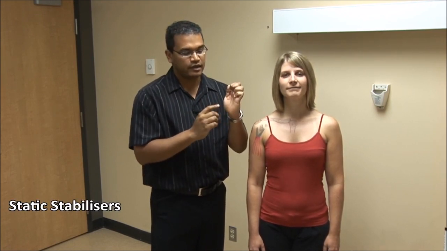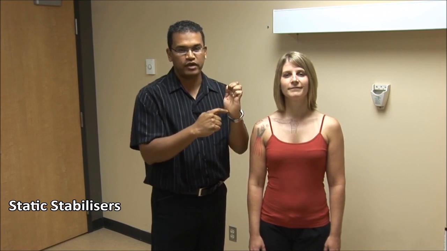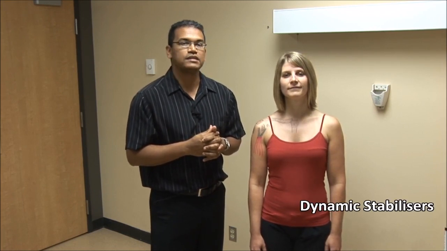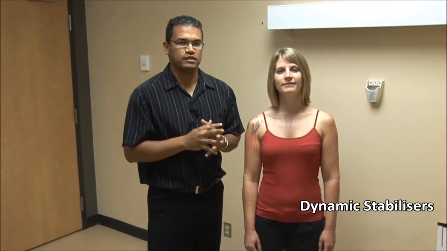Now, because the glenoid fossa is small and shallow, the glenohumeral joint is inherently unstable. There are 2 types of stabilizers, static and dynamic. Static stabilizers include the glenoid fossa itself, the glenoid labrum, which is a ring of fibrocartilage around the fossa, the negative intra-articular pressure, the joint capsule, and the ligaments around the joint. Dynamic stabilizers are made up of 2 layers of muscles.